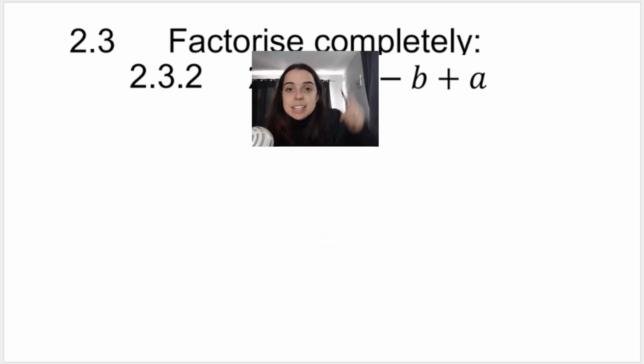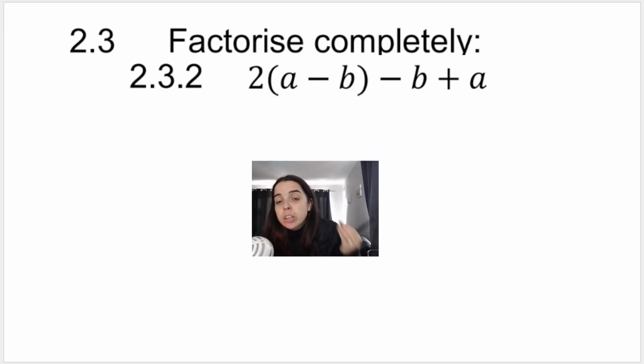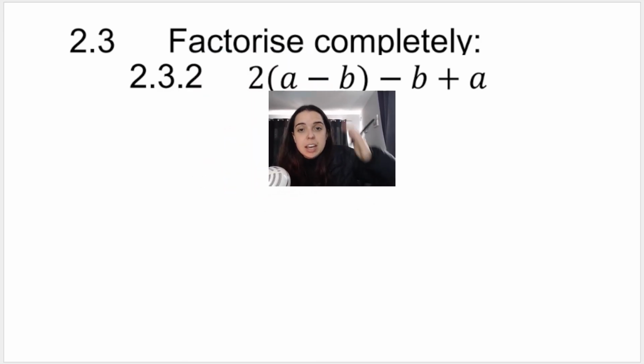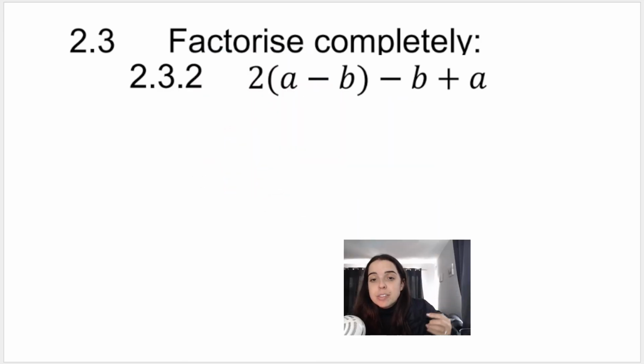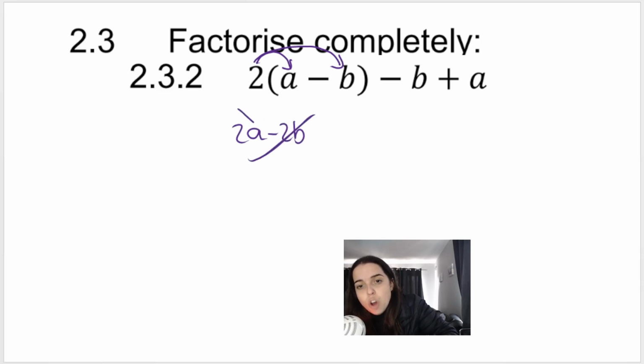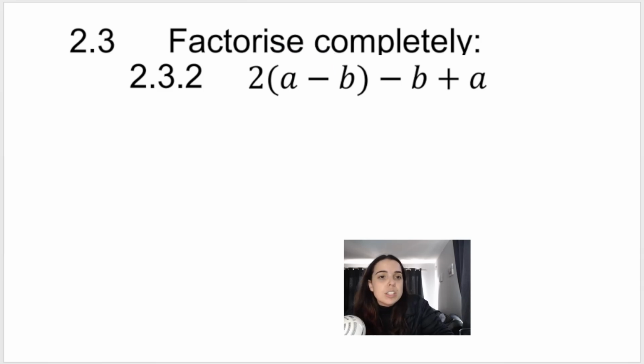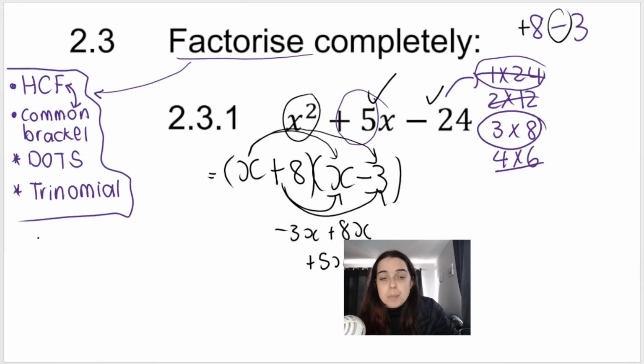2.3.2 again says factorize completely, but I know a lot of my grade 9s make the mistake, even when they see the word factorize and they see this sum, they think that they must distribute or multiply in. So they want to say 2 times a and 2 times negative b. They want to do the distributive law. No, the question does not say simplify. It also does not say expand. It doesn't say distribute. It doesn't say multiply in. It says factorize. So when you see factorize, you need to think of the following types of factorizing.